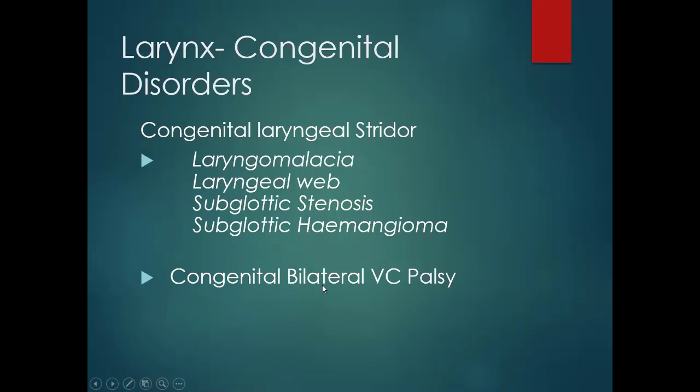Newborns can also be born with a bilateral vocal cord palsy due to brainstem problems, and bilateral vocal cord palsy can present as stridor.